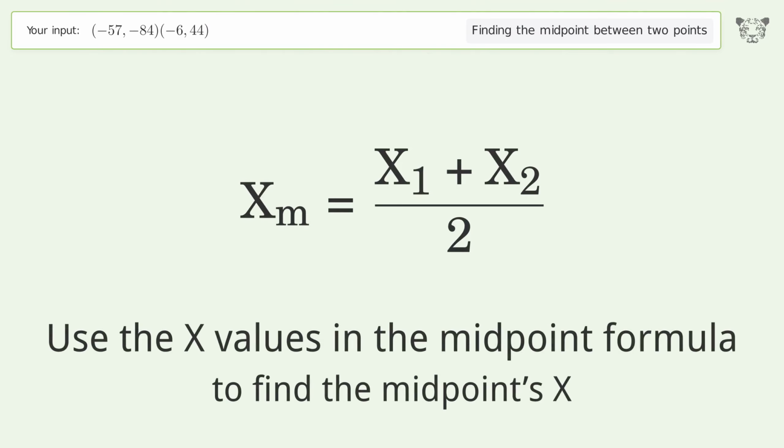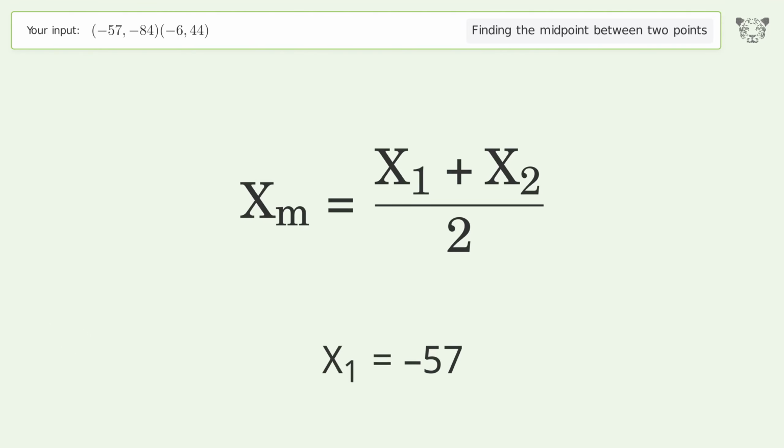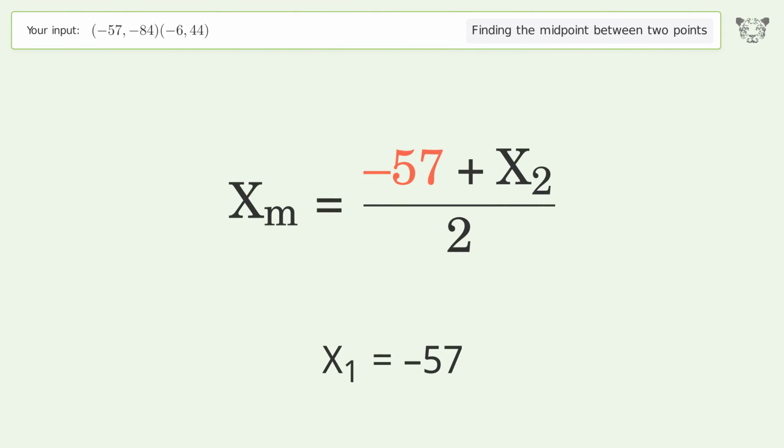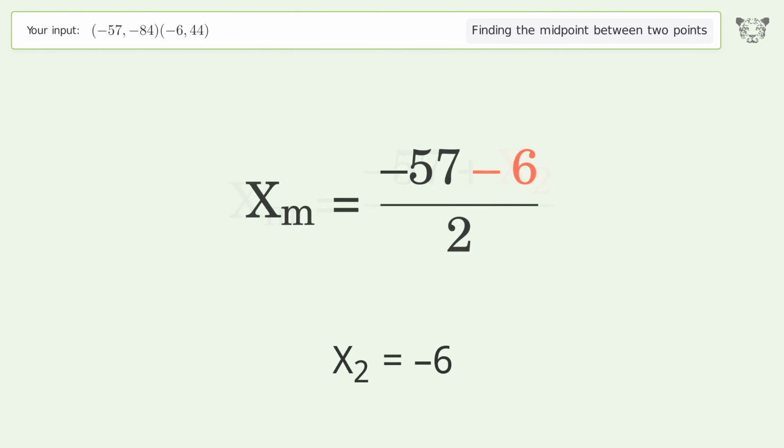Use the x values in the midpoint formula to find the midpoints x. x1 equals -57. x2 equals -6. Simplify the arithmetic.